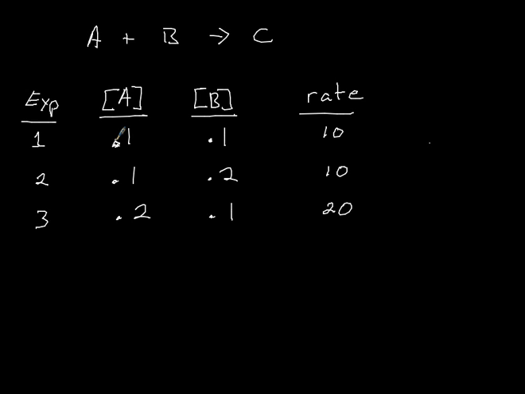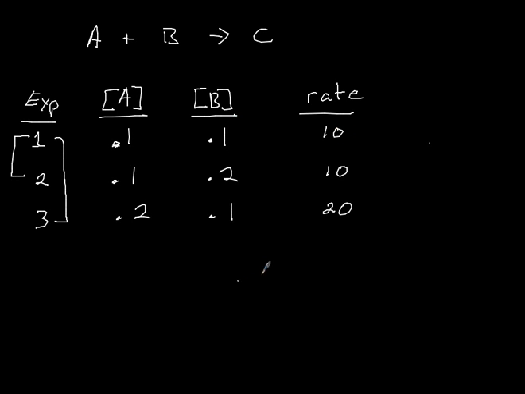So we're going to look at experiment 1 and 2, and then we'll look at experiment 1 and 3 and compare those together. So in experiment 1 and 2, A is held constant. The concentration of B did what? What did B do? Well, the concentration of B doubled. But the rate was constant. The rate did not change. So how does the concentration of B affect the rate? It doesn't. B has no effect on the rate at all. We changed B's concentration and the rate didn't change at all.